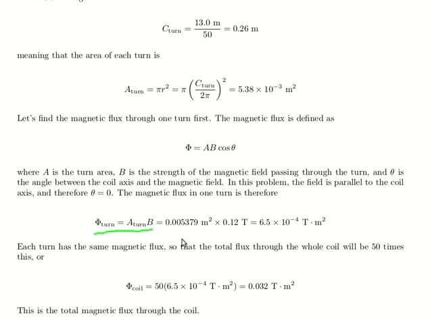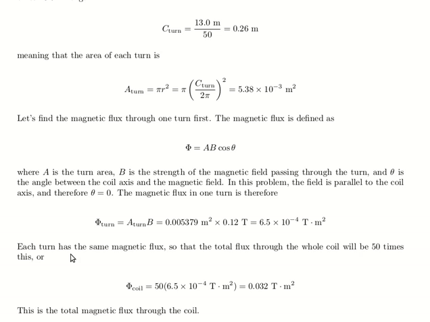0.005379 square meters times 0.12 Tesla, and that comes out to 6.5 times 10 to the minus 4 Tesla meters squared, and that's the unit for magnetic flux. So we have about 6.5 times 10 to the minus 4 Tesla meters squared of flux. Okay, so each turn of that 50-turn coil has the same magnetic flux.